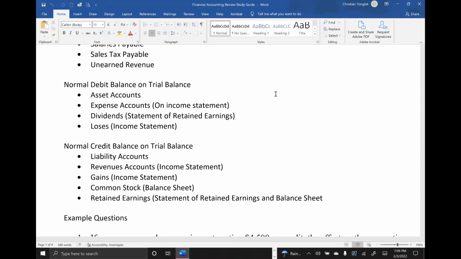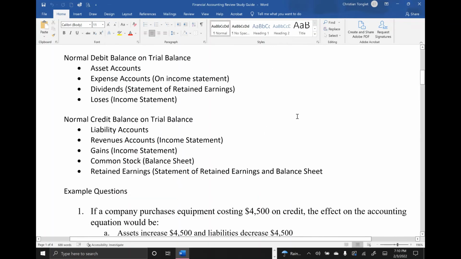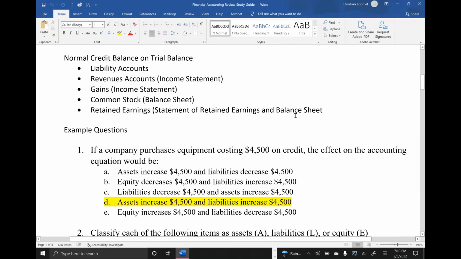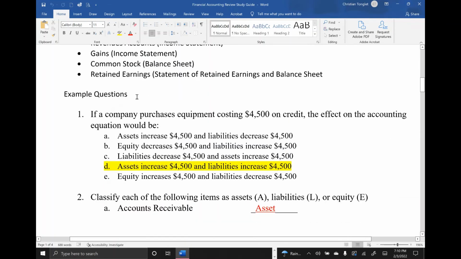Normal credit balances on the trial balance would be liability accounts, revenue accounts, gains, common stock, and retained earnings. So those listings should help. You can just memorize which one has debits, which one has credits. That can be helpful. I also have on there which statement they fall on: the income statement, balance sheet, or the statement of retained earnings. So if I said revenues will show up on the balance sheet, that would be false, right? Revenues and expenses show up on income statements. And I'll put this on Moodle so y'all have it.